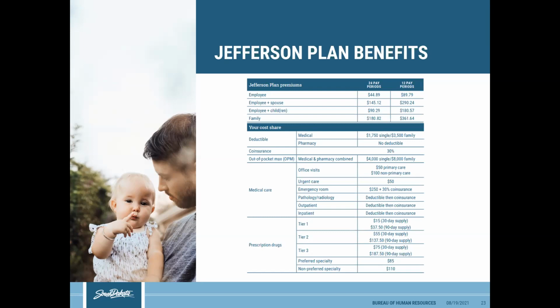Any copayment amounts, such as for office visits or urgent care, are not subject to the deductible, which means that is a flat dollar amount, and it does apply to your out-of-pocket maximum. Like our other plans, preventative services are covered at 100%, and the Jefferson plan is also compatible with the HRA contribution, as well as being compatible with the medical flexible spending account.